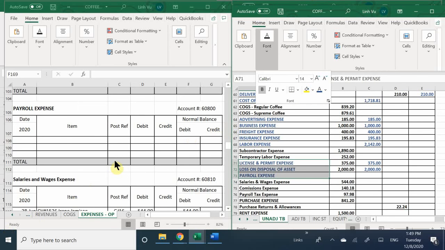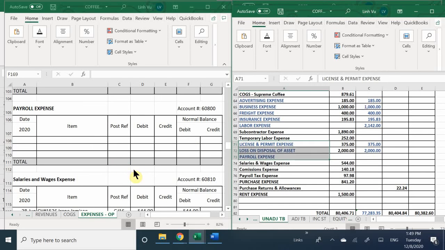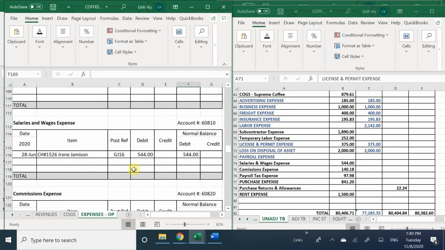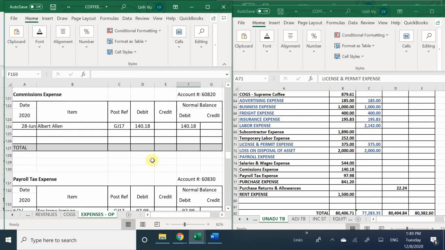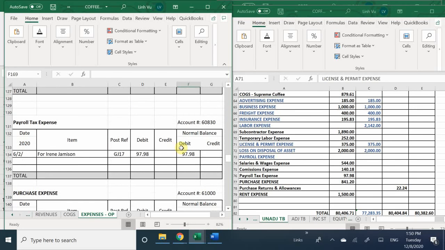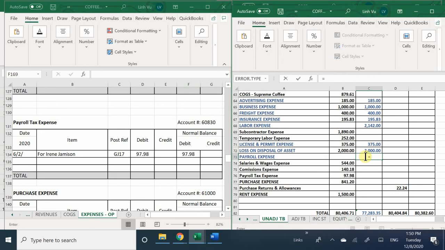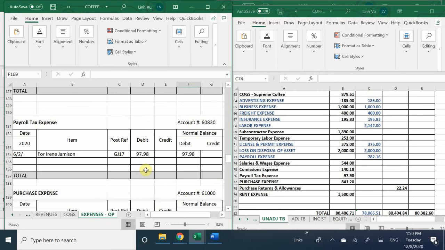So did my salaries and wages expense change? No. What about commissions? No. And my payroll tax expense? No. So what I'm going to do is it should be the same. So equal this plus this plus this. Okay. So grand total should be 782.16. All right. Perfect.